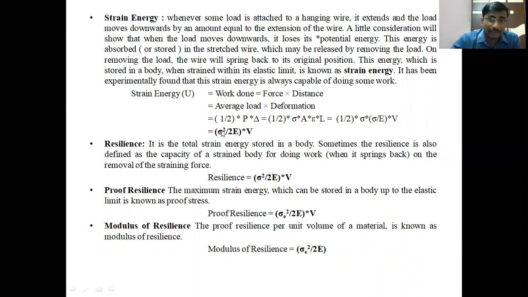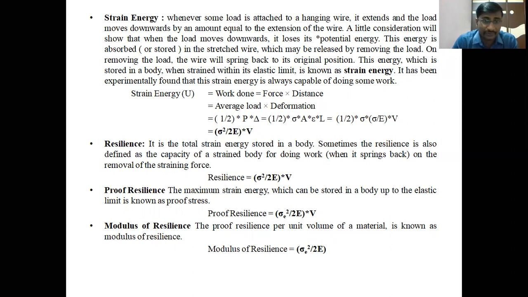Clear students? How to calculate the strain energy? Strain energy is sigma square, that is stress square divided by 2E into volume of the member. Clear students? Another definition related to the strain energy, resilience. This term you have already read about in MMS, Material Science and Metallurgy. Resilience is the property of a material. It is the total strain energy stored in a body. When we apply the load on a body, the total energy stored in the body is called resilience. It is termed as resilience, total strain energy stored in the body.